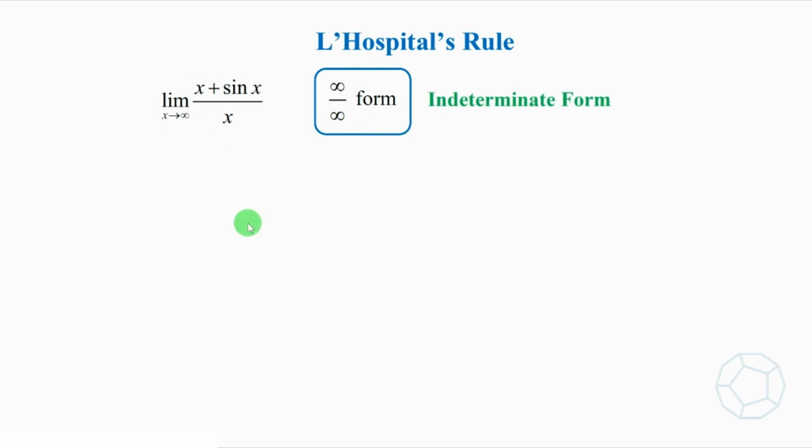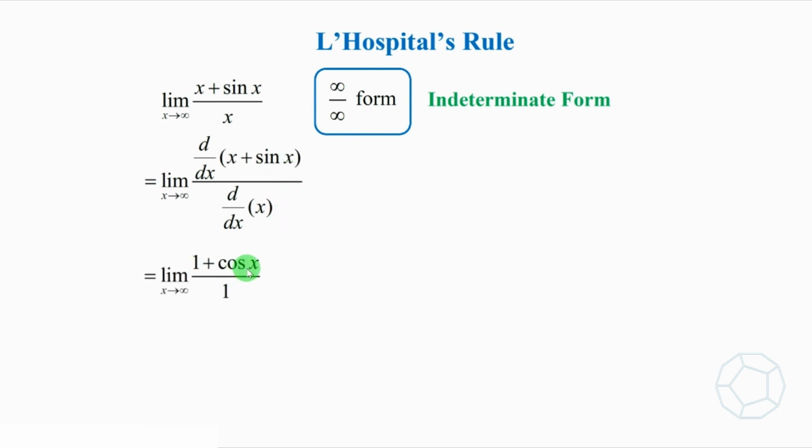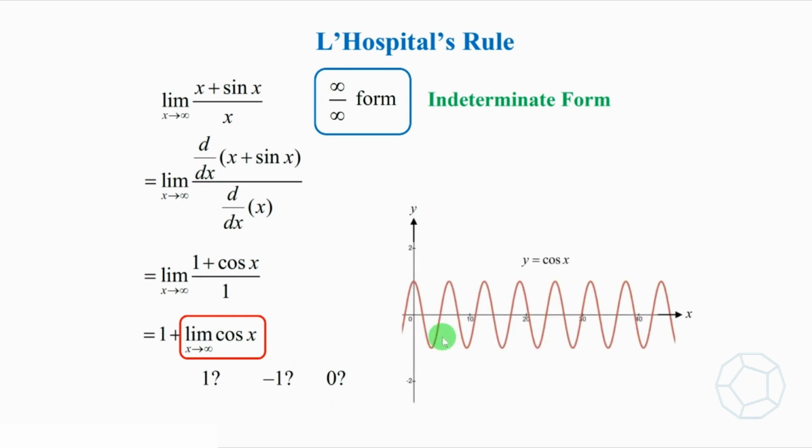Okay, by L'Hopital's rule, we can differentiate both the numerator and the denominator. Then it becomes 1 plus cosine x all over 1. So what is the limit of cosine x when x tends to infinity? Is it 1, -1, 0, or anything else? We have no idea, because the cosine graph is oscillating, so it does not approach any fixed value. What should we do?